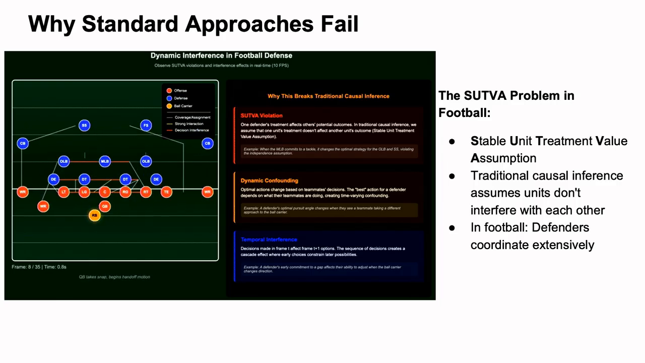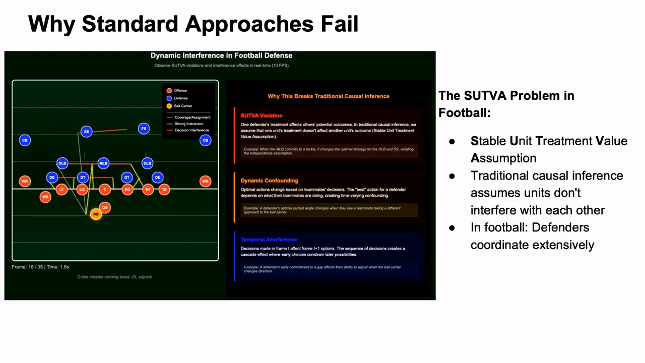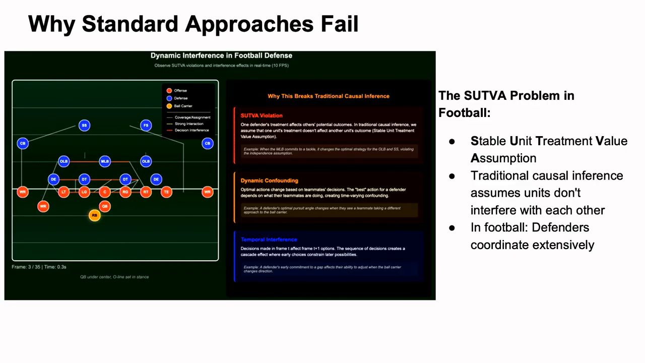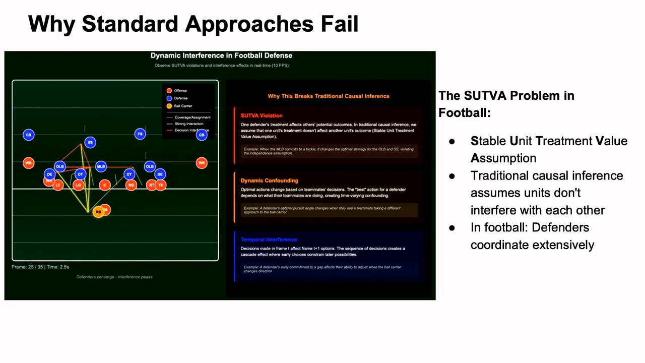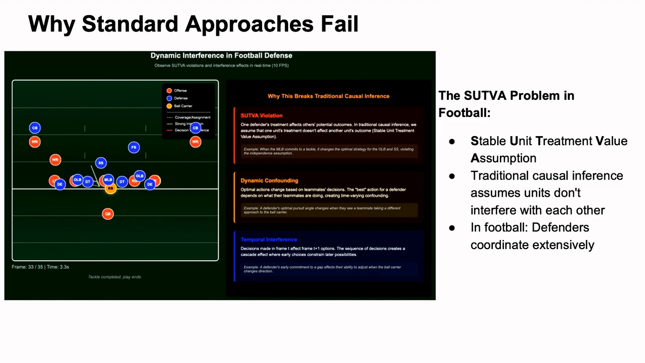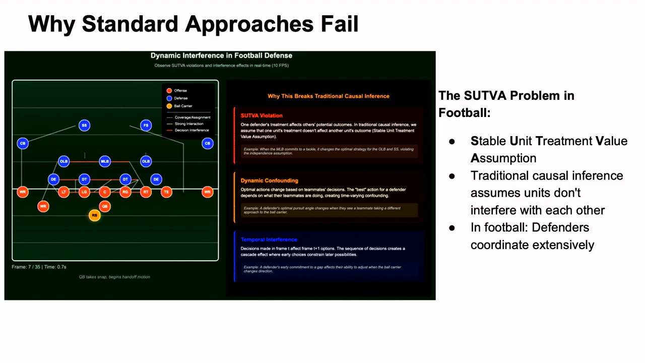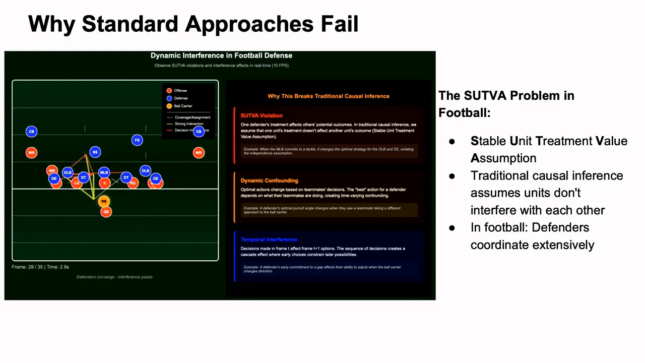And so one of the assumptions we make in causal inference is the stable unit treatment value assumption, or SUTVA. And this assumes that units don't interfere with each other. And this is violated in football because defenders coordinate extensively, and so they work together. So we can see here in blue, the blue players are the defenders, red is offense, the running back has the ball. And throughout the play, the defenders have to work together, right?